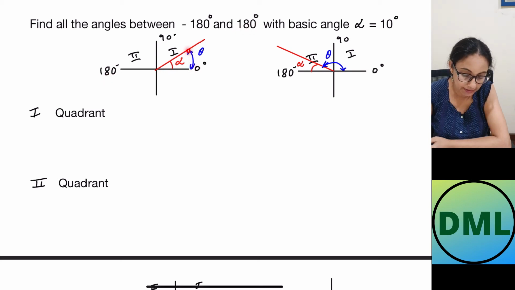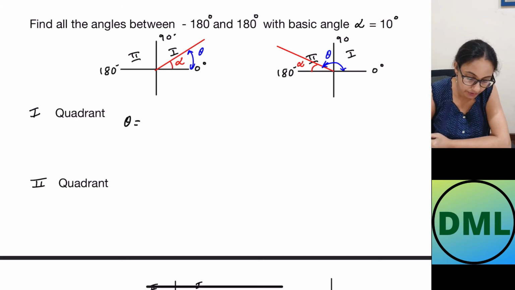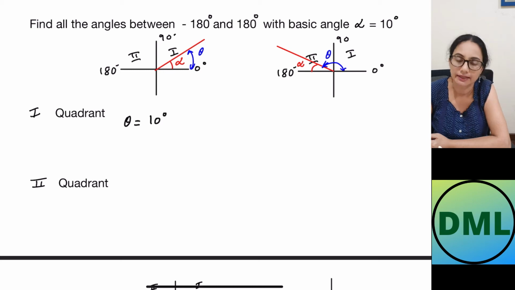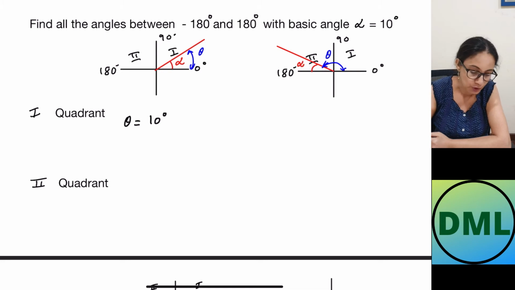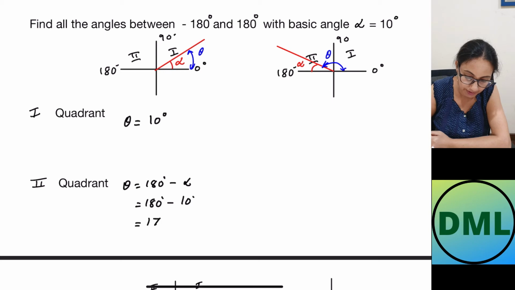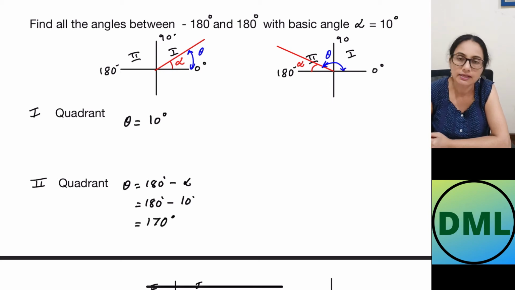So my angle theta here will be given by the basic angle alpha. My theta value in the first quadrant will be given by 10 degrees. Now I look at my answer: because I have to go till 180 degrees, I need to write my answer in the second quadrant also. If I draw the line in the second quadrant, and this is my basic angle alpha here, my theta angle will be given by 180 degrees minus alpha. So in the second quadrant, theta is 180 degrees minus alpha, which is 180 minus 10, so that answer will be 170 degrees.